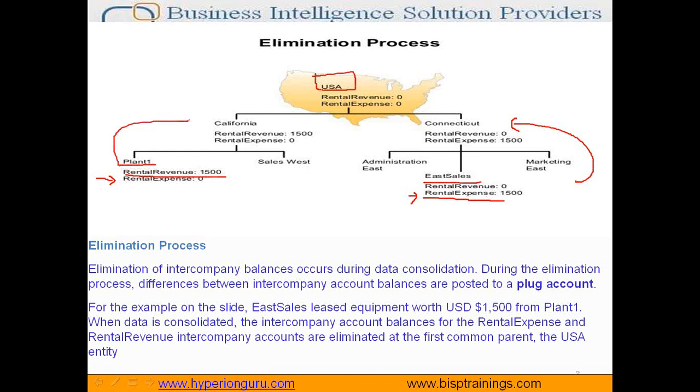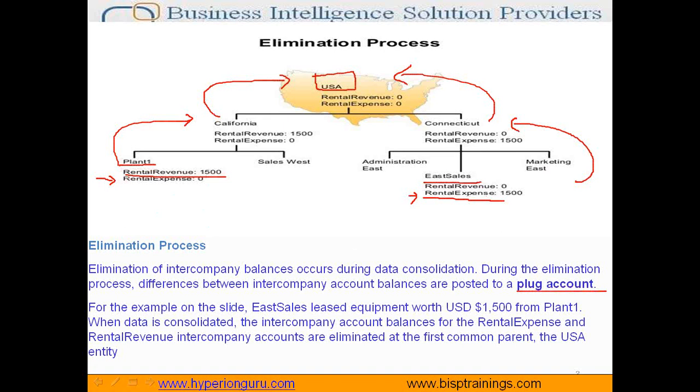Plant 1, when you consolidate it, the value reaches California, and finally at the highest level of consolidation, from California and Connecticut to USA, rental revenue and rental expenses get adjusted and turn out to be 0 and 0. So in HFM, the elimination process happens automatically. In this process one more account is used, called the plug account, which stores the offset values.